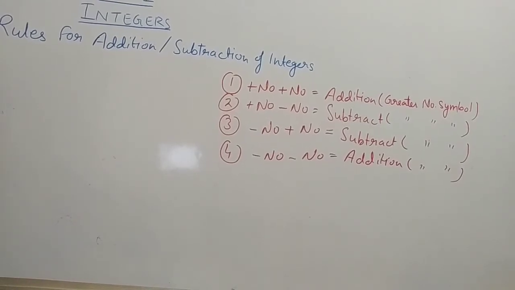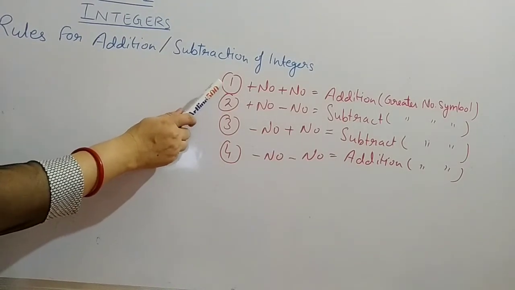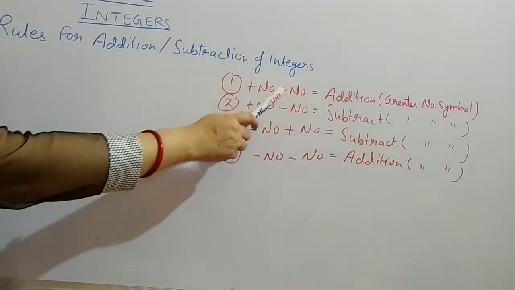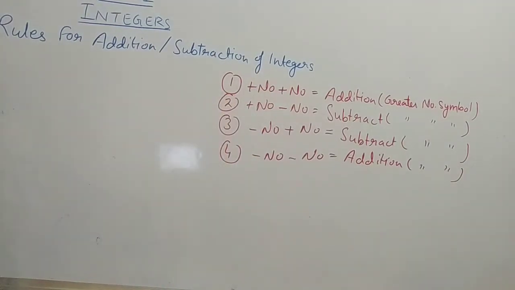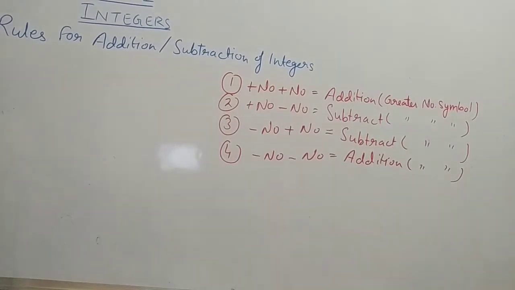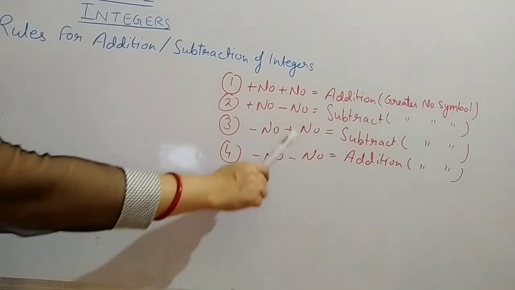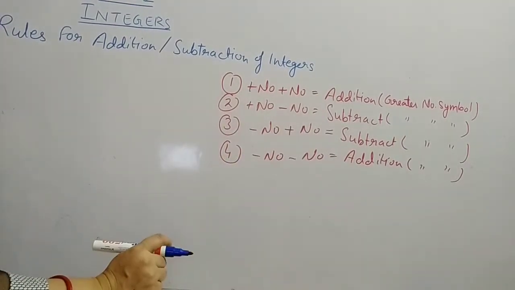After absolute value we have rules for the addition and subtraction of integers. First rule: if both the integers are positive, first number is plus, another number also plus, then you have to do addition and always the symbol of the greater number will come. Second rule: if the first number is positive and the second number is negative, then we have to do subtraction and put the greater number's symbol.